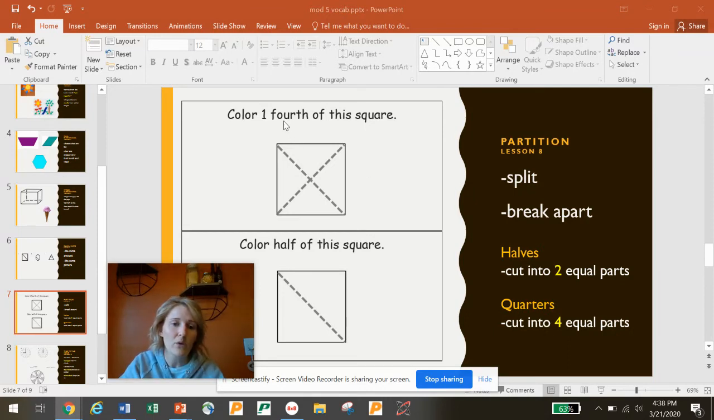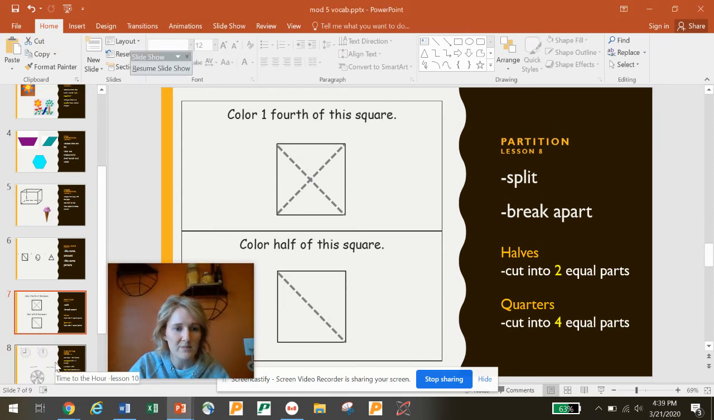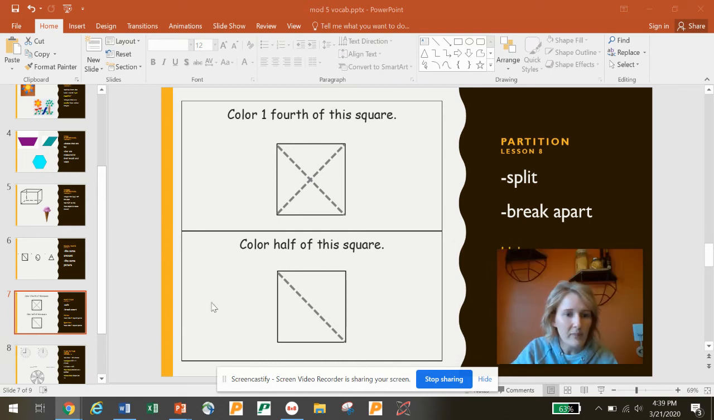When you are working with quarters, boys and girls, you might also see this word fourths. So just know that fourths and quarters are talking about the same equal partition. And halves are talking about 2 equal parts. So just a couple of tricky terms that I thought I would put together for you guys. Miss Glenn and I actually did.